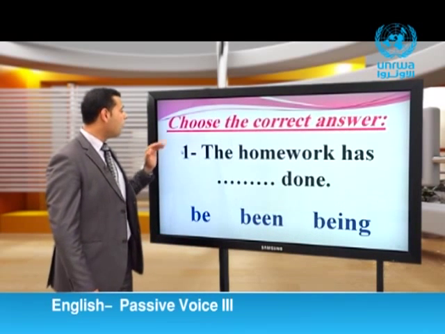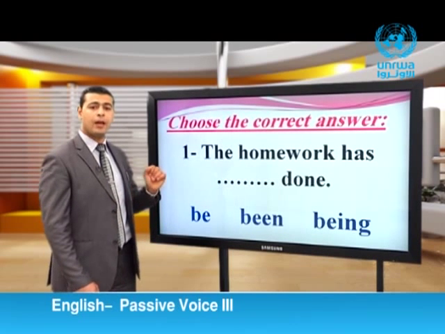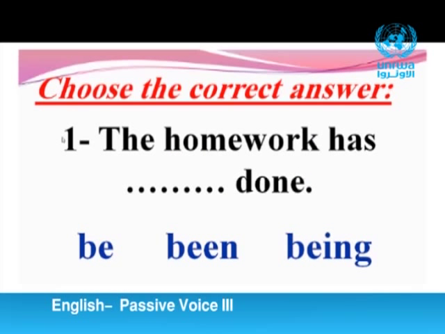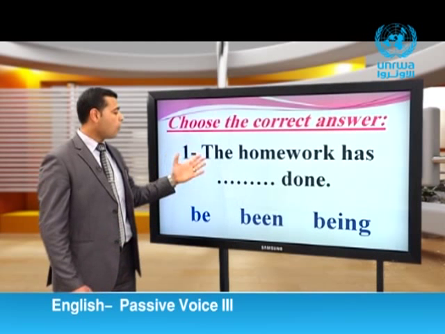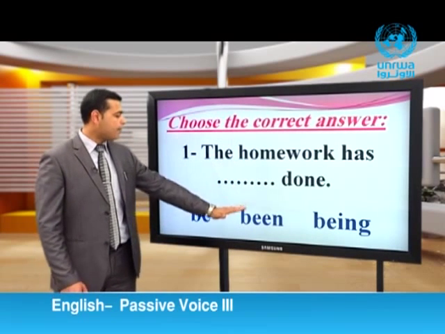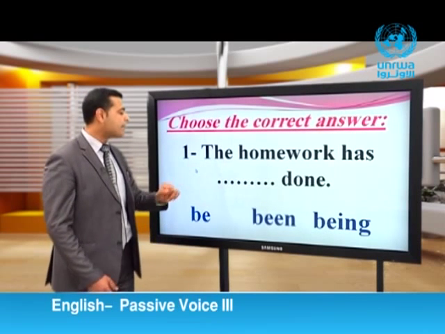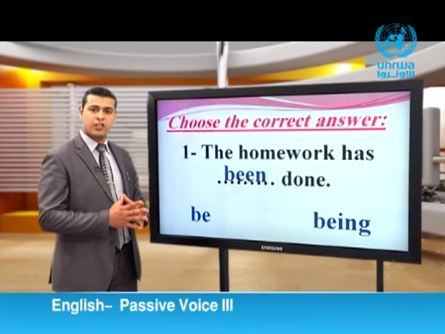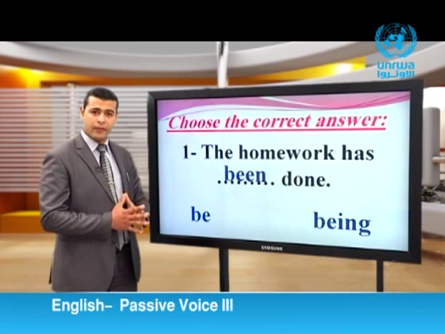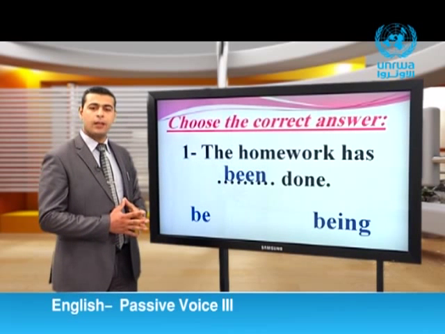All right, now let's practice what we have talked about regarding the passive voice in the present perfect tense. Choose the correct answer. اختر الإجابة الصحيحة. Number 1, the homework has done. Is it has been done, has been done, or has being done? Excellent. It's has been done because the general structure of the passive voice in the present perfect tense is has or have, plus been, plus the past participle of the main verb.